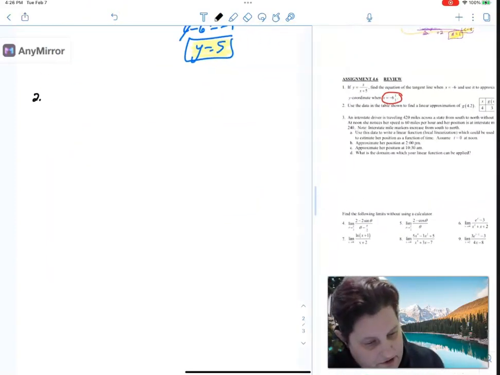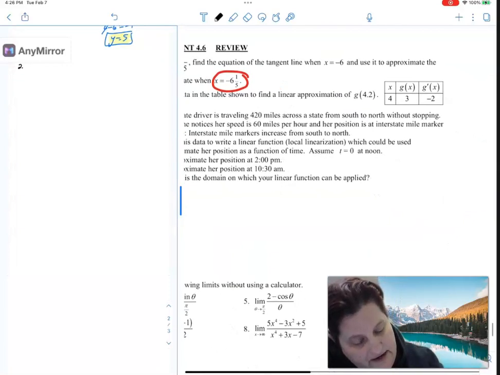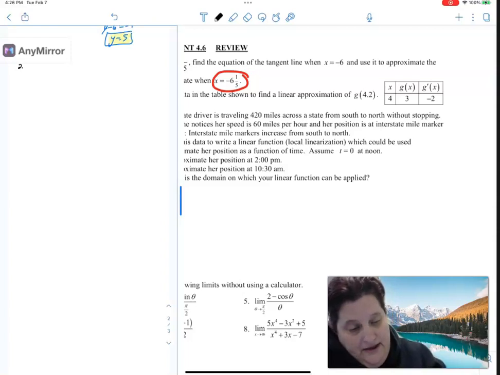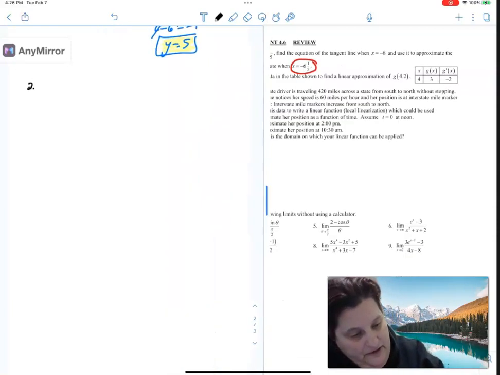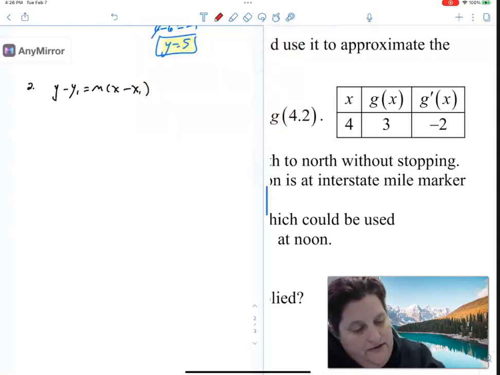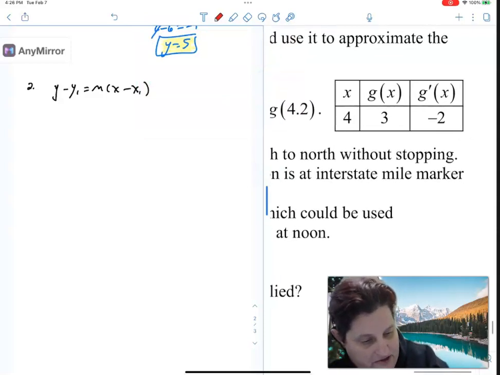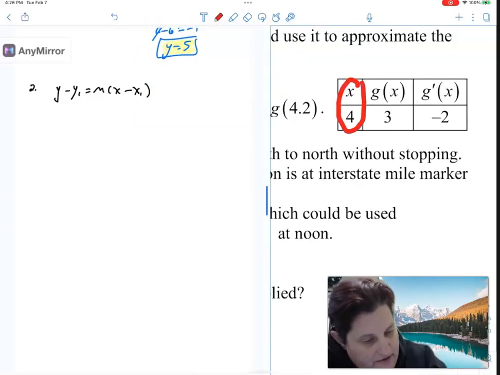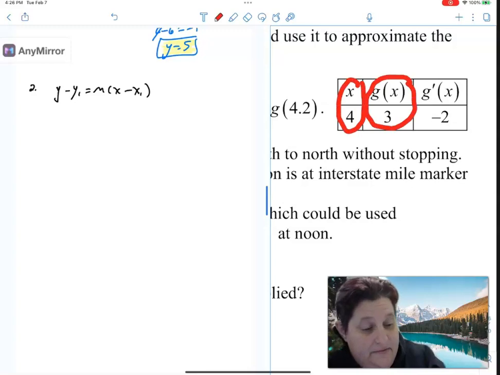Okay, let's go ahead and look at number 2. Use the data in the table shown to find a linear approximation of 4.2. Okay, so again, I'm using the data, and I'm using this line. Let me go over here, and let me get my data table here. Okay, y minus y1 is m(x minus x1). Now, if I can figure out what all these things are in the table, then that's great. There's my x coordinate. So that represents my x coordinate. What does g of x represent? That represents my y coordinate. Okay, that's my y1, that's x1.